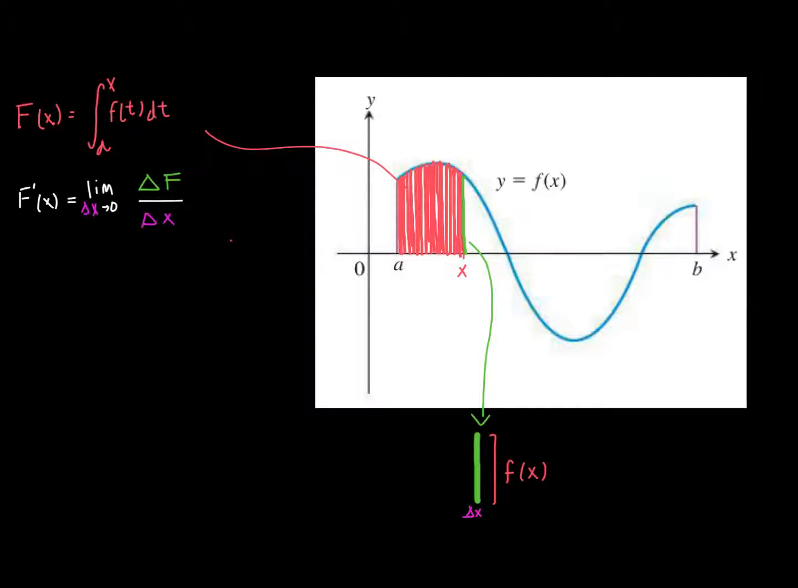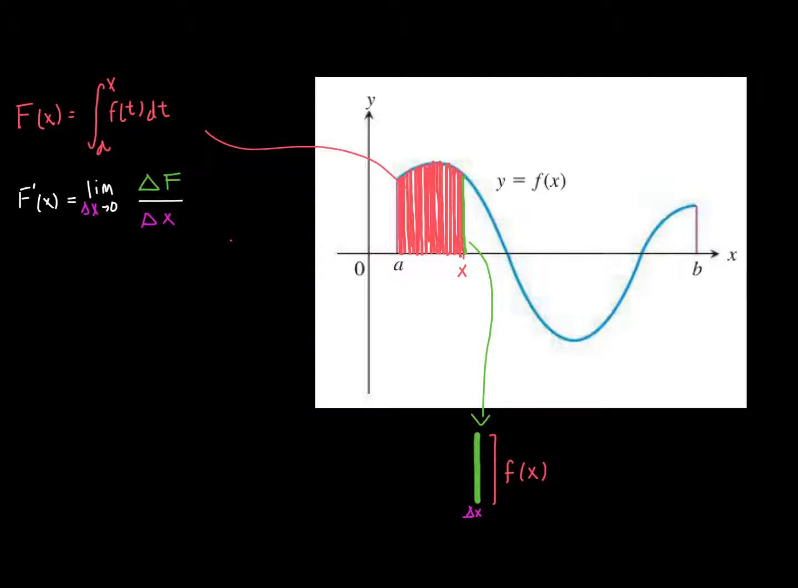Now, I want to take the derivative of capital F. So the definition for a derivative is to take the limit as the change in x approaches 0 of the average rate of change of that function. So the average rate of change of capital F is just going to be the change in F between 2 points divided by the change in x between those 2 points. And we're going to look at that as the change in x between those 2 points approaches 0.